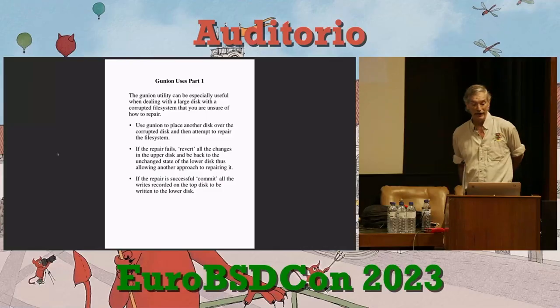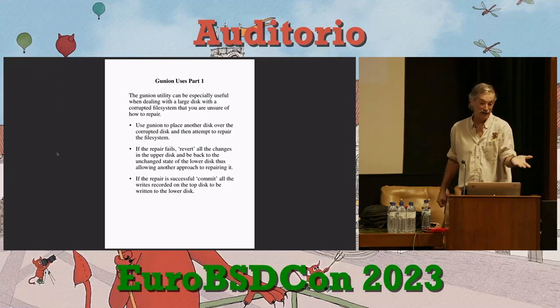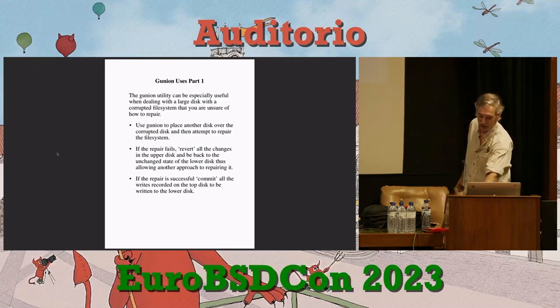So, what is this useful for? Well, I've already alluded to the reason that I created it in the first place. When you're dealing with large disks with corrupted file systems and you're not quite sure about the repairs, you create the gunion disk. If you run fsck -y or whatever, and if that fails, then you just revert the changes and try again. And if it's successful, then you do the commit. In this case, it's not mounted, so you don't have to do the unmounts.